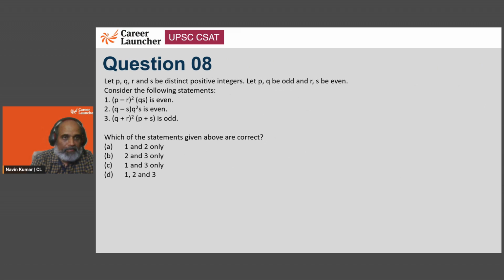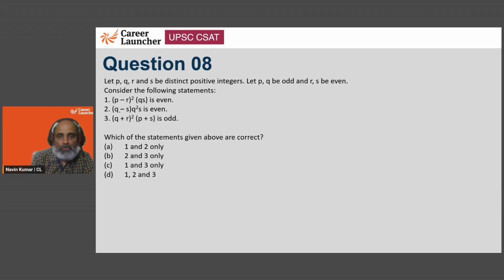Okay. Another problem. Let P, Q, R, and S be distinct positive integers. Let P, Q be odd and R, S be even. Consider the following statements. P minus R whole square into QS is even, and so on and so forth. So, chalo, ek kaam karte hain. Let's take some odd and even numbers here.